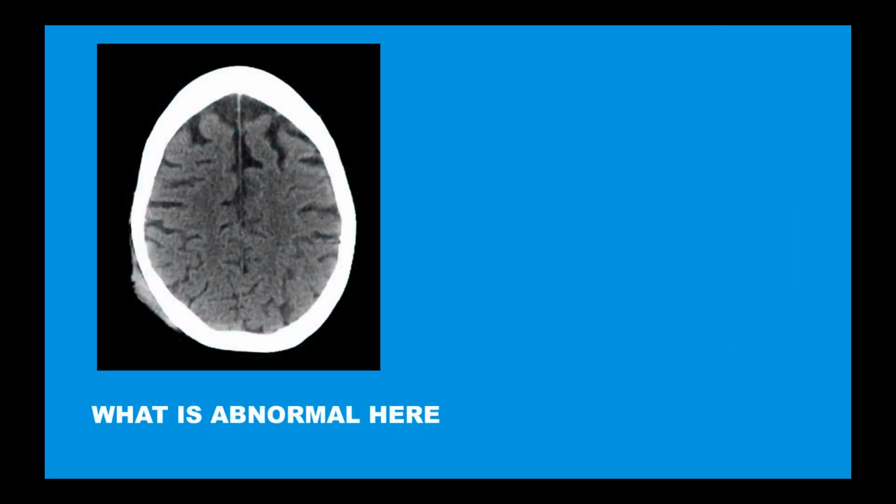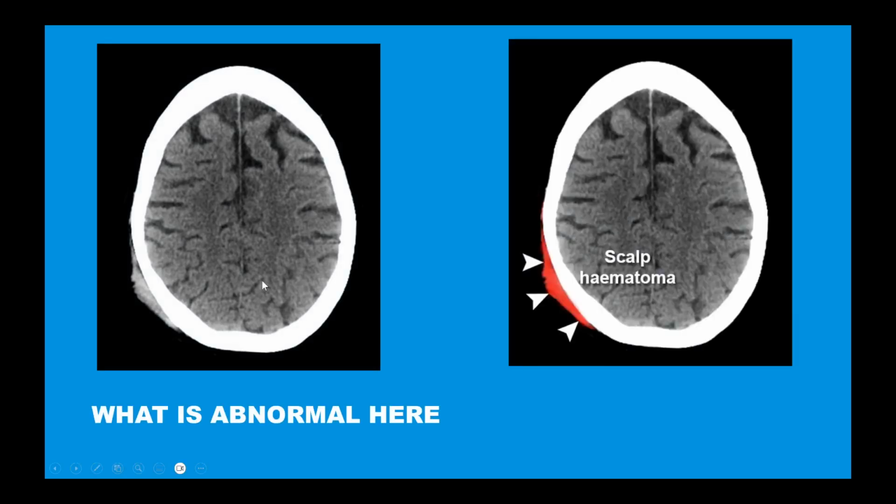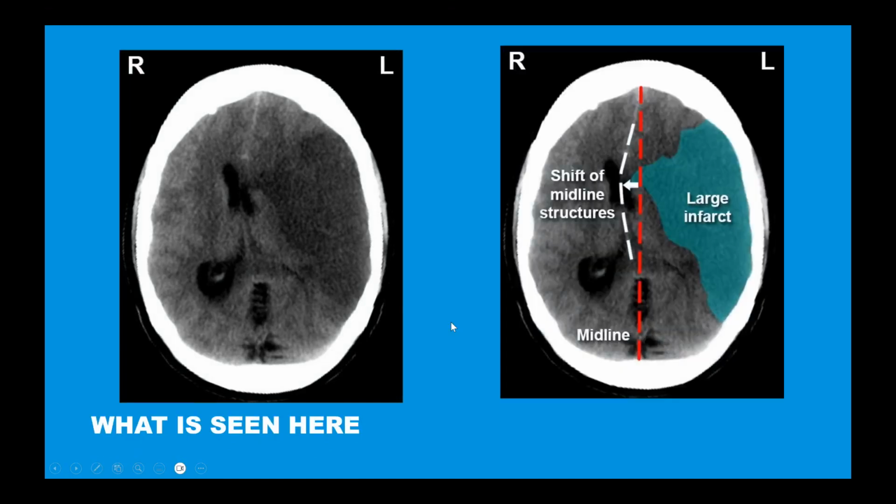What is abnormal here? Scalp hematoma. So this is the culprit here. All the intracranial structures are okay. Intracerebral, this area. Left-sided stroke with edema and midline shift. Midline shift is also there.